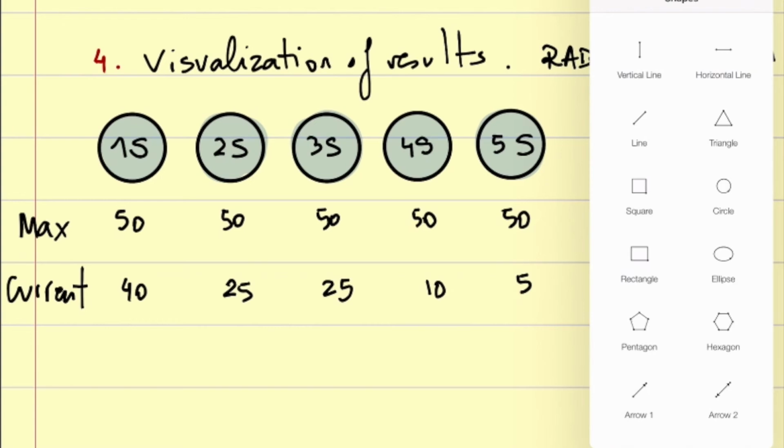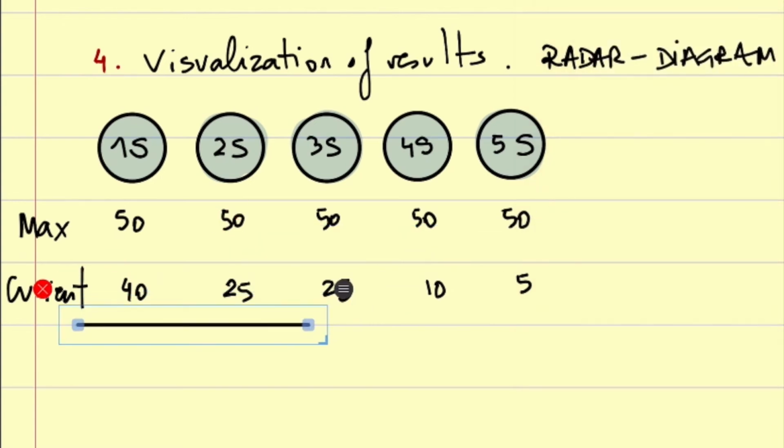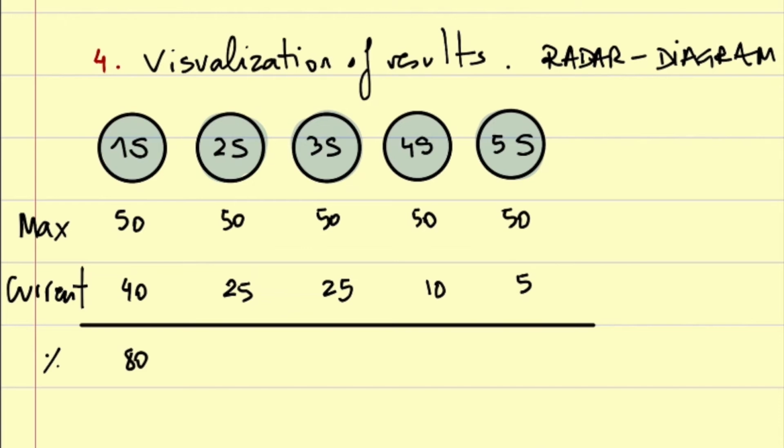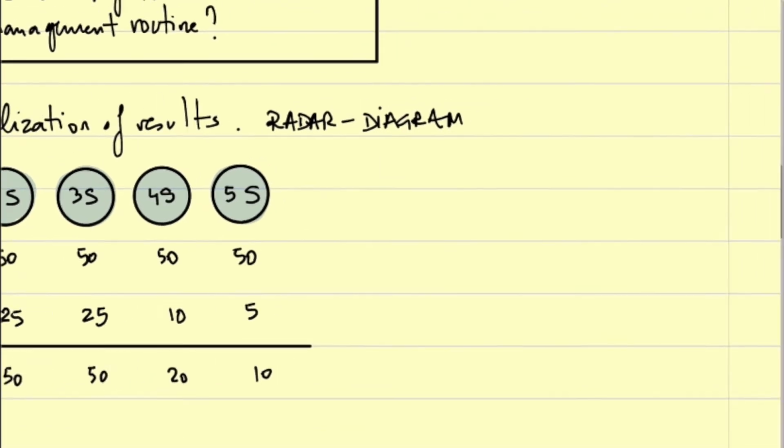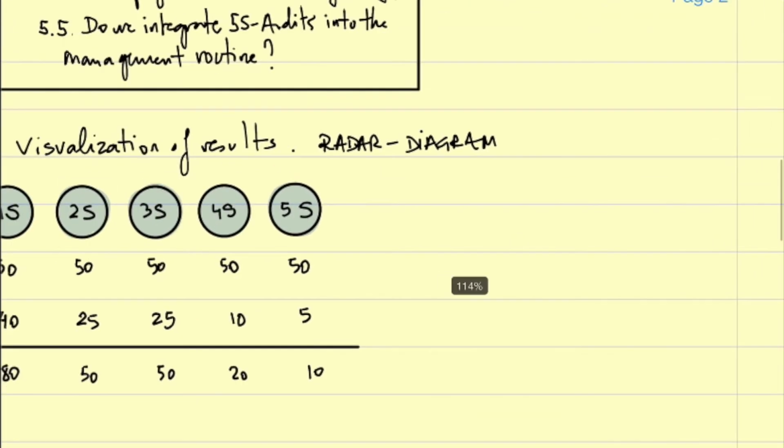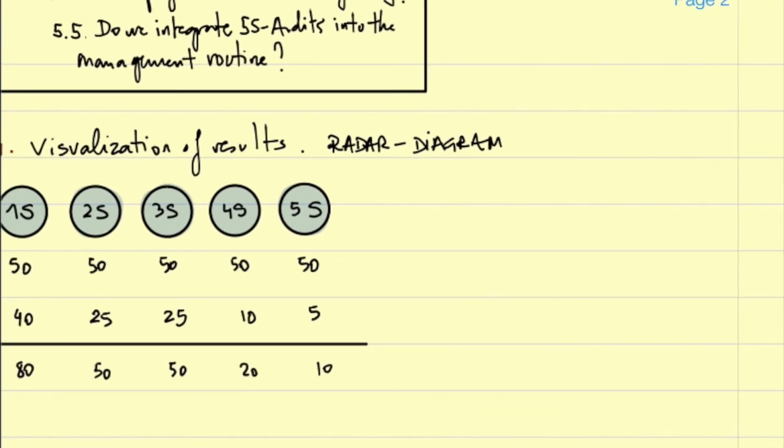So we calculate, so this is just straightforward. We calculate the percentage: 80%, 50%, 50%, 20%, and 10%. And then we just visualize this into a radar diagram.